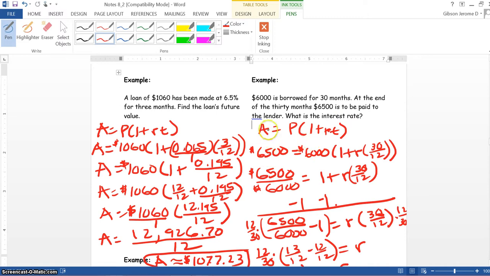Okay, now we substitute in, we have our future value, which is $6,500. We substitute in for A. Our principal is $6,000. And we have 1 plus RT. 1 plus, we don't know what the interest rate is. And our T is 30 over 12, because remember, we're doing it in years. So now, our next step will be, we will divide each side by 6,000.